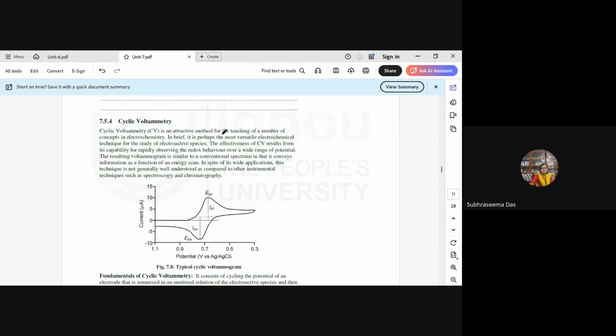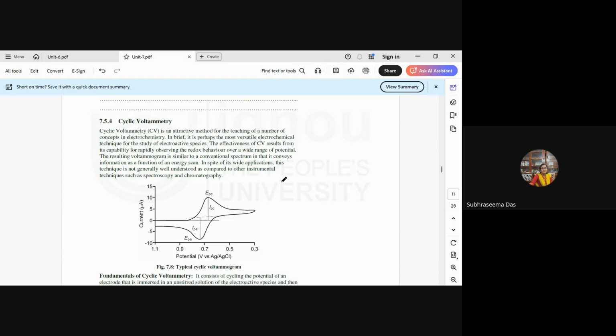Cyclic voltammetry is an attractive method for the teaching of a number of concepts in electrochemistry. It is, in fact, one of the most versatile electrochemical techniques for the study of electroactive species. The efficiency of cyclic voltammetry results from its capability to rapidly observe the redox behavior over a wide range of potential. The resulting voltammogram is similar to a conventional spectrum. In it, information is conveyed as a function of an energy scan.